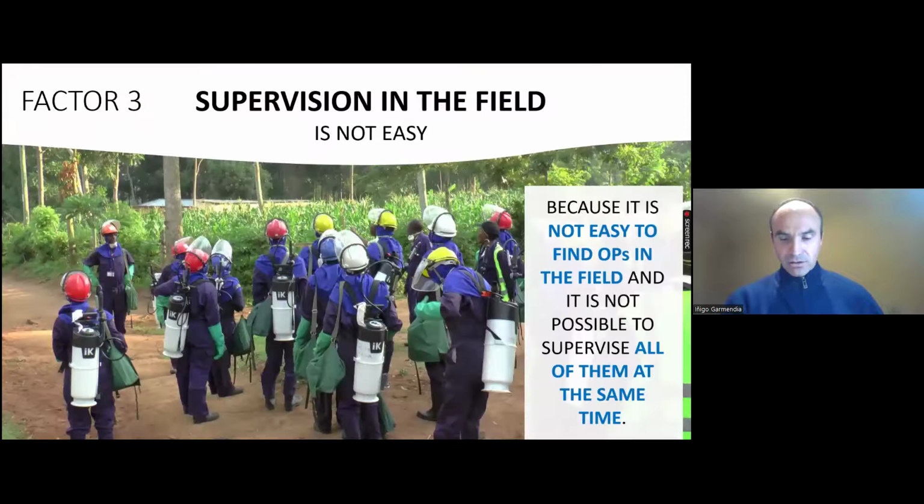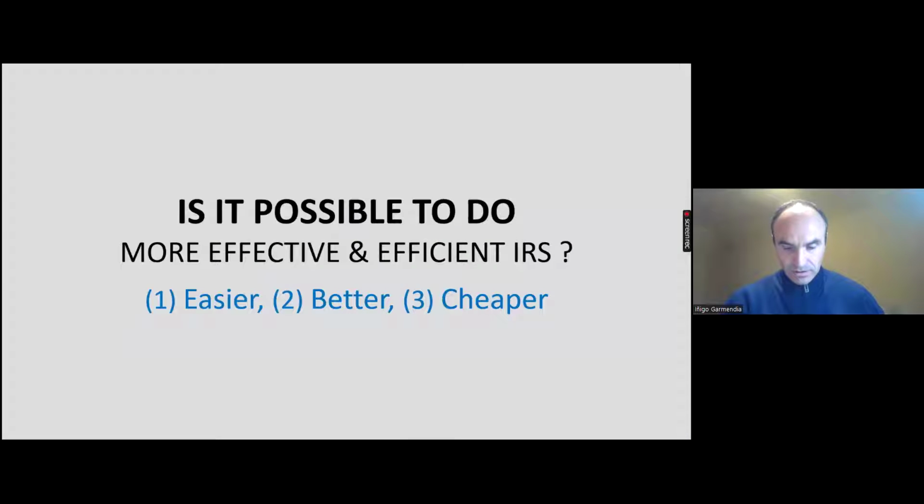And the third factor is that supervision in the field is not easy. Why? Because it's not easy for a supervisor to find the operators in the field, and it's not possible to supervise all of them at the same time. So, is it possible to do a more effective and efficient IRS that could be done easier, better, and if possible, cheaper?